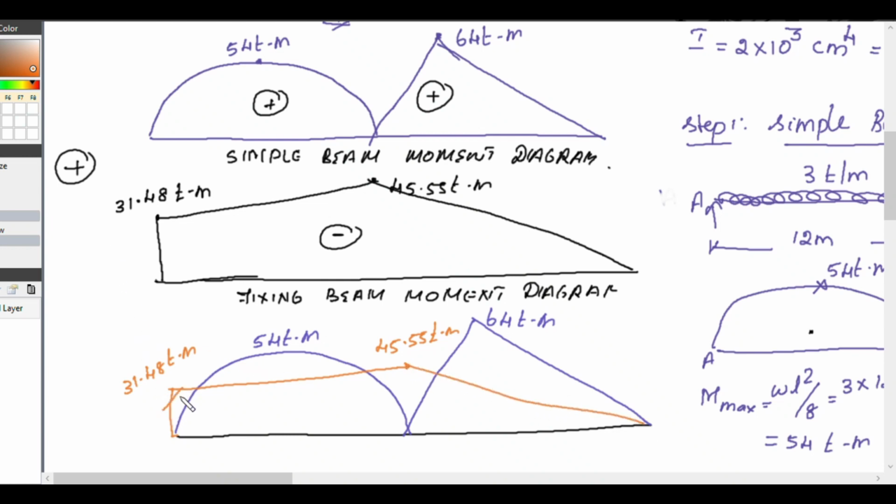That means here we have the negative moment. At the supports we have the negative moment, and the remaining places we have the positive moments. Here at this portion we have positive. That means, see, this is negative, this is negative. From this portion to this portion we have negative moments. From this to this portion positive moment. From this to this we have the negative moment. Then from this to this we have the positive moment.